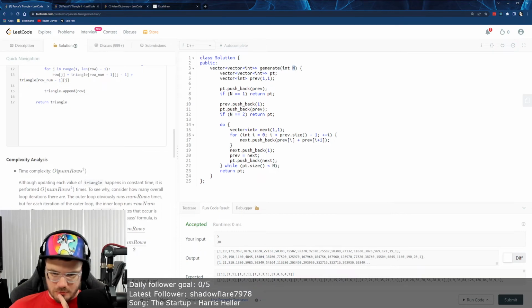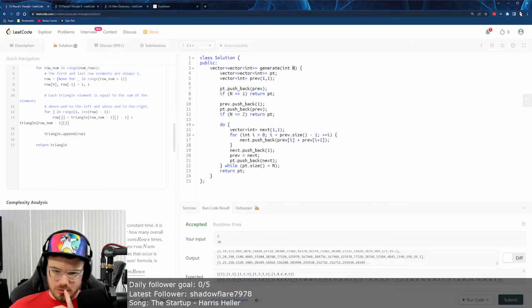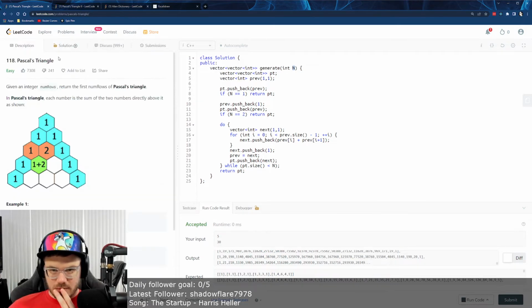There's definitely not. I think the way you can argue that there's no more optimal time than num rows squared is that your answer is going to be on the order of num rows squared. So just to generate the answer, you're going to have to do at least num rows squared of work. Okay, so that's it for Pascal's triangle number 1.